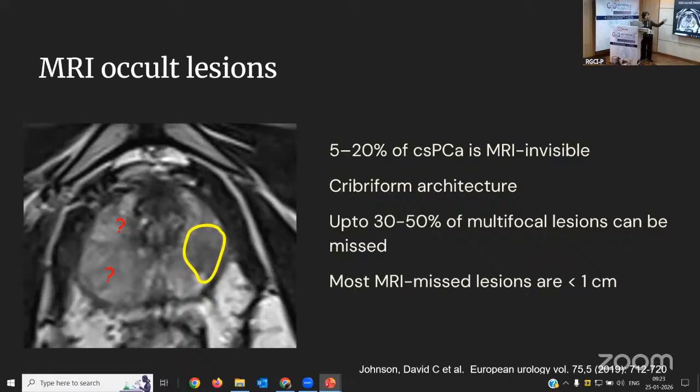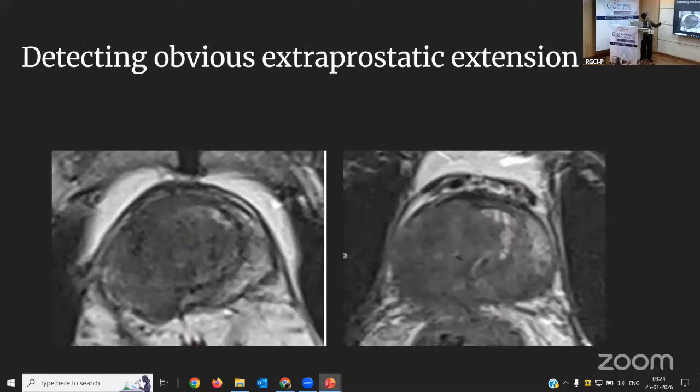If there are occult lesions in the other side of the prostate, then we are not good at that. And the only way around probably is to do a systematic biopsy. So we have to do a targeted biopsy for the dominant lesion, and do a systematic biopsy for the rest of the prostate. Extra prostatic extension, again, we are not really there yet.